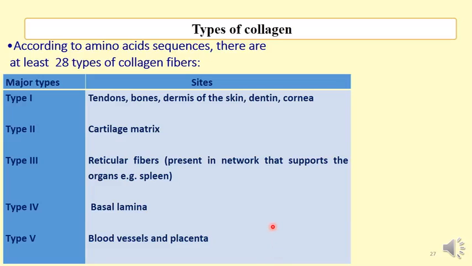To date, there are 28 types of collagen fibers. They have different amino acid sequences, producing different types of collagen fibers, and they are given numbers according to the time of their discovery. Type 1 is present in the tendons and bone, type 2 is present in the cartilage matrix, type 3, for example, forms reticular fibers, type 4 is in the basal lamina, as we studied in the first term, and type 5 is present in the blood vessels.